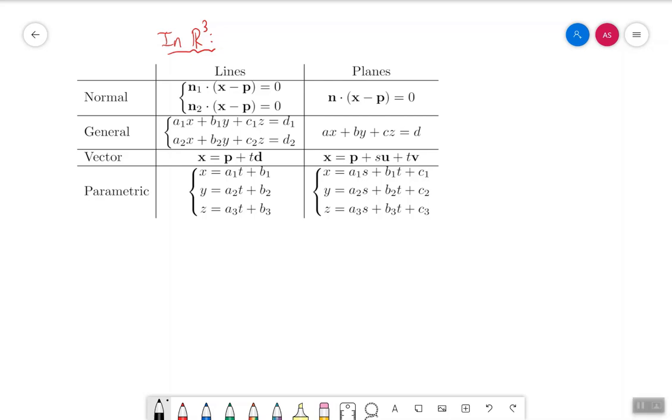I have here a summary of all the forms of the equations for lines and planes in R3. So I'm just going to focus on these middle two here. I want you to notice a pattern here.